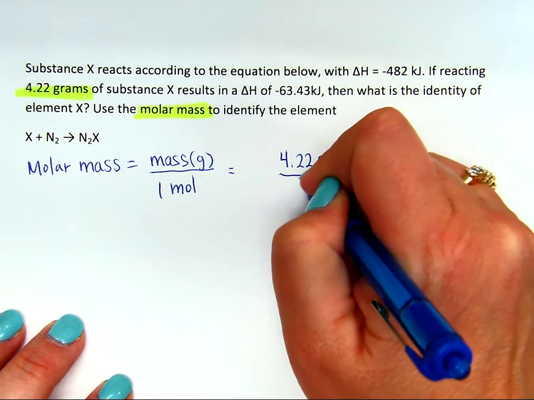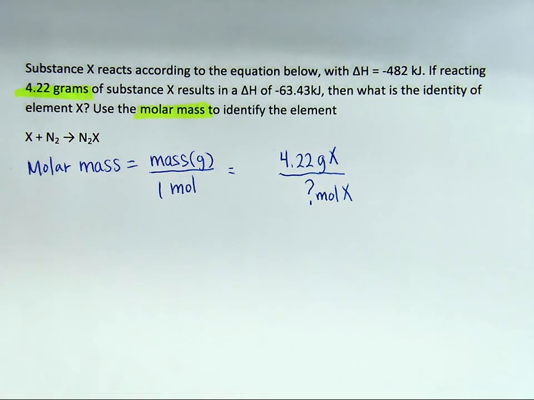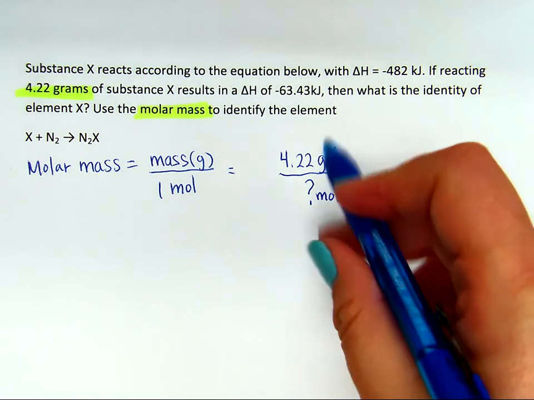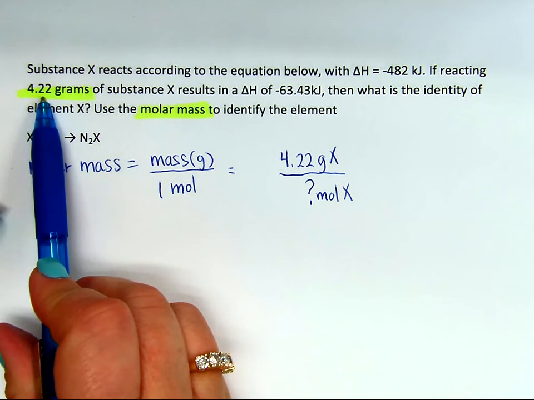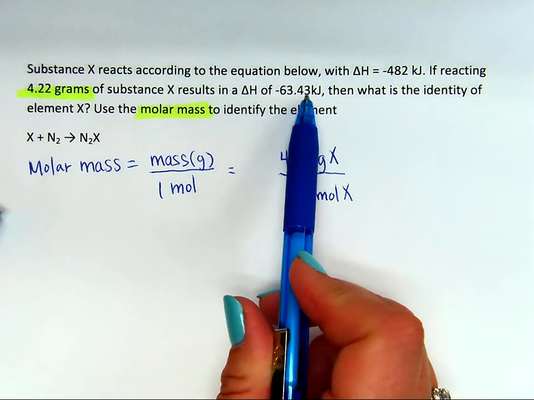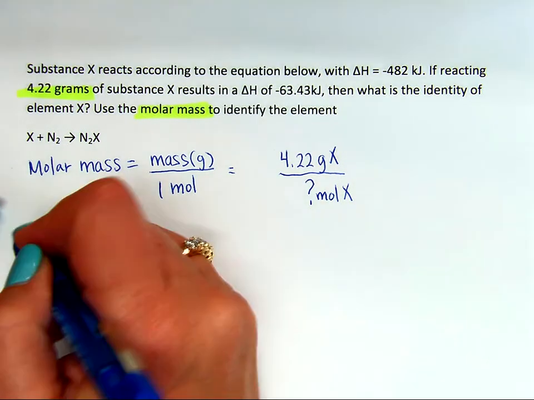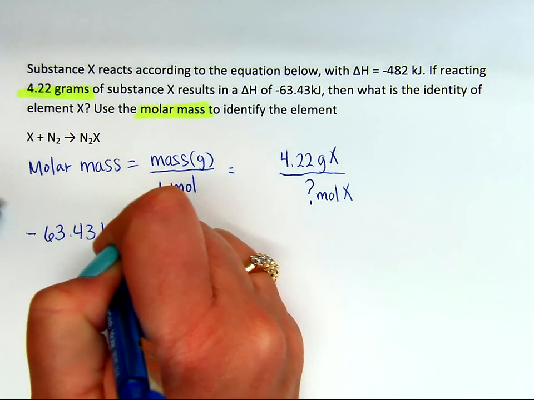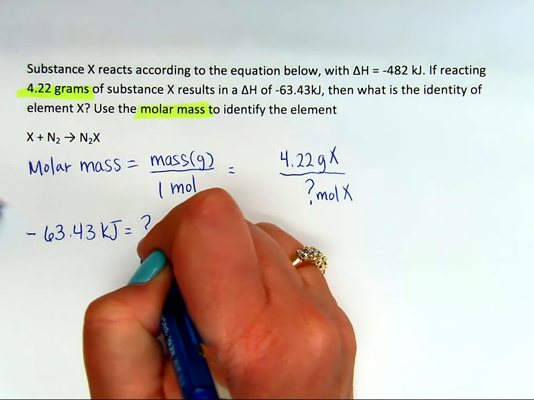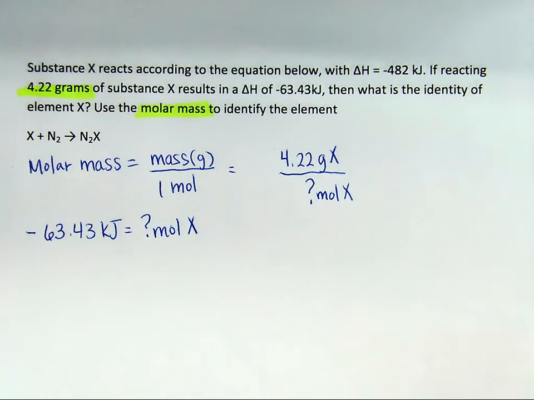What I don't have right now are moles of X. So if I can figure out a way to solve for moles of X, I can plug it in, do my division, and I will have the molar mass of my element. What have I been given? I know that when 4.22 grams of this reacted, it gave off 63.43 kilojoules of energy. That I know. So I've been given a negative 63.43 kilojoules. And I really want to find out how many moles of X basically reacted in this recipe.